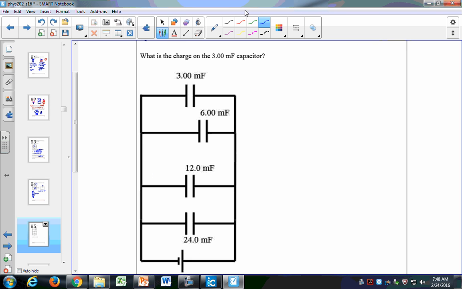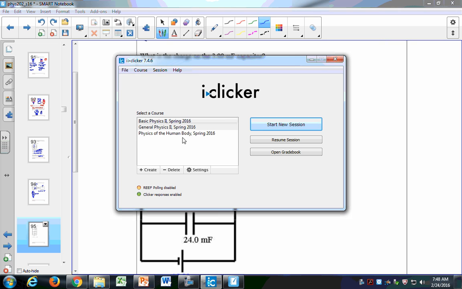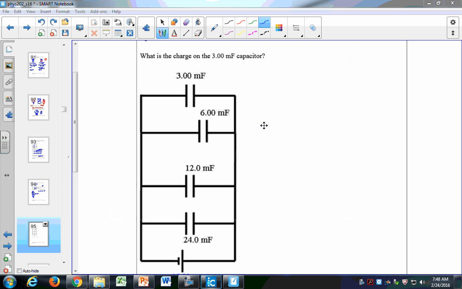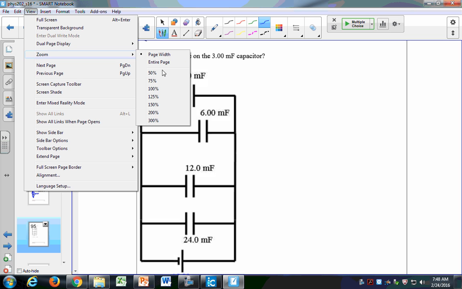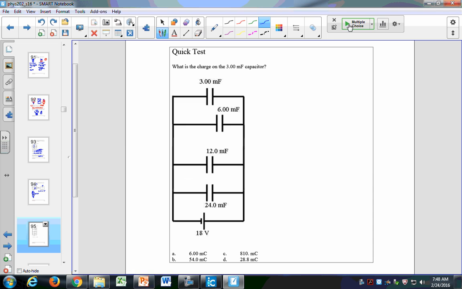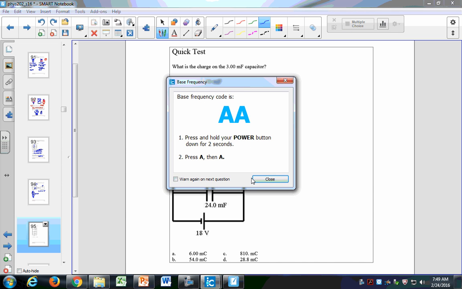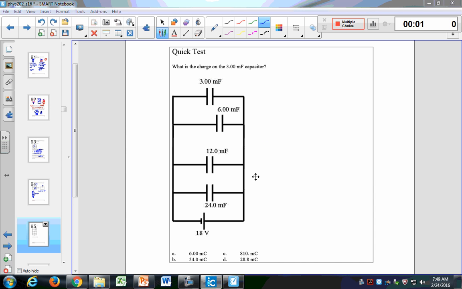Let's try this one. Let me pull up your thing. You could see some multiple choice like this, but you're not going to see a free response, for sure. All right, what is the charge on the 3 millifarad capacitor? That's the topmost capacitor. Is it 6, 54, 8, 10, or 28.8 millicoulombs?